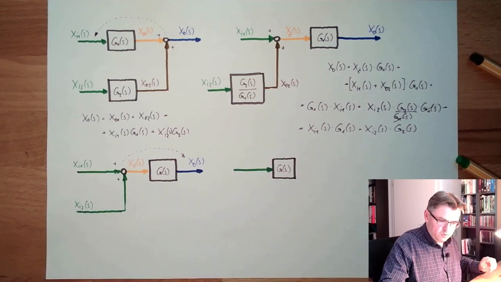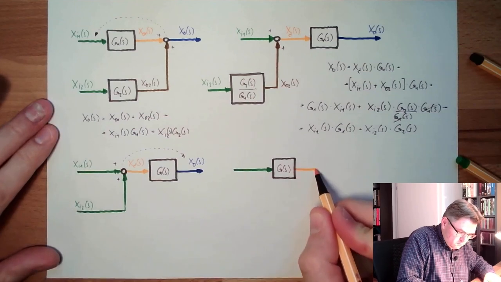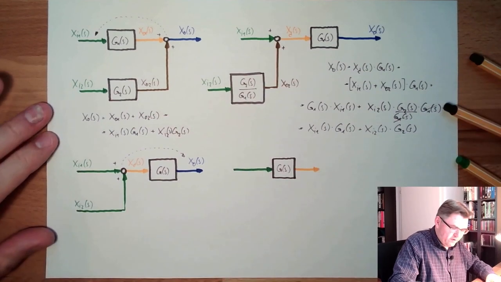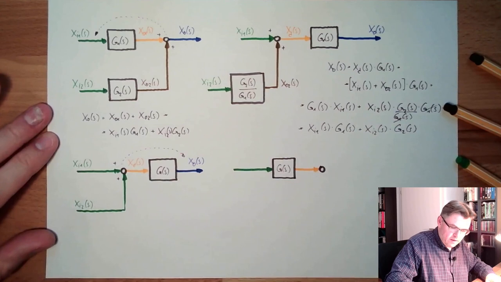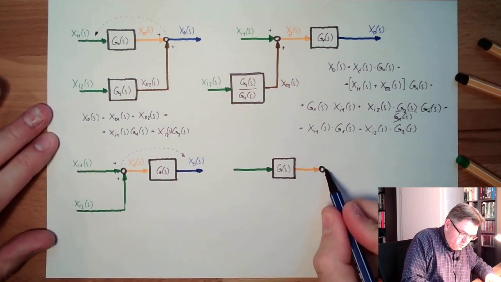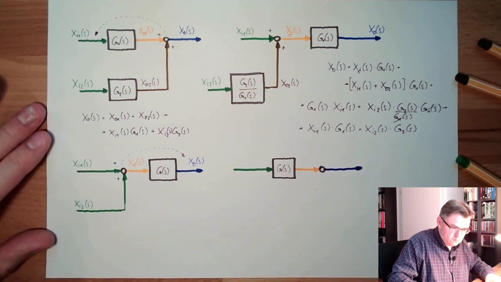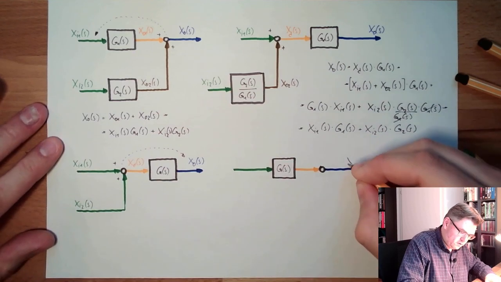There's one output. And then there is the summation point. And then I want to get out XO. XO should not change, of course.